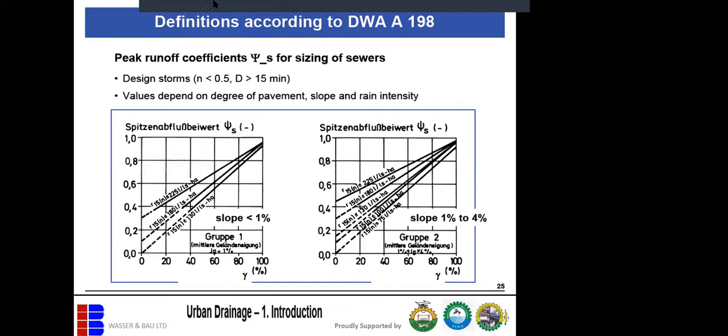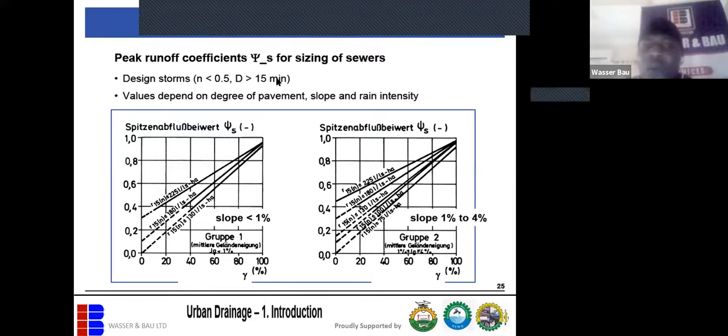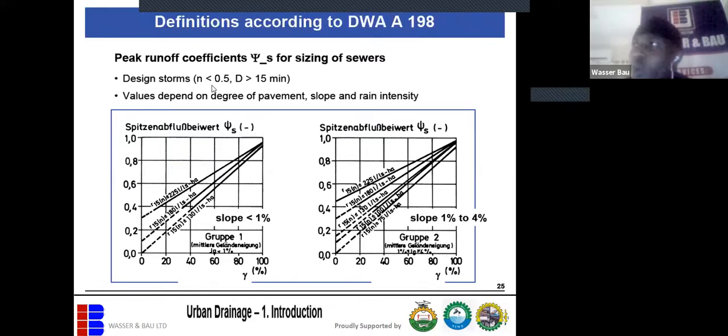Now the peak runoff is not only a function of the paving, it's also a function of the slope. The more slopey an area is, the more runoff it will contribute. So if it has a steep slope, it will contribute more runoff.